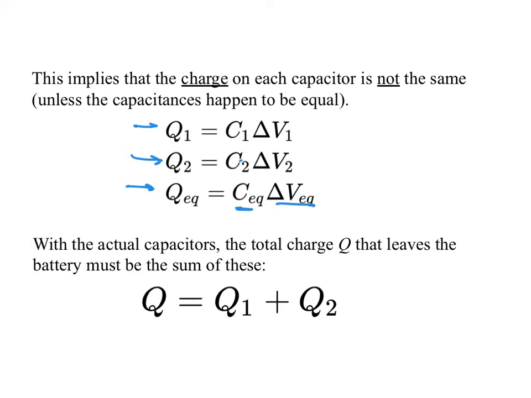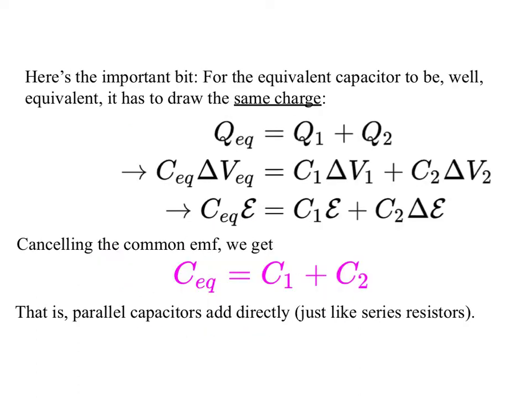Of course, with the actual capacitors, the total charge that leaves the battery has to be the sum of these, that Q is Q1 plus Q2. But for the equivalent capacitor to be equivalent, it has to draw the same charge. So Q equivalent is also the charge that leaves the battery, and therefore is Q1 plus Q2. And then we substitute in. The charge was C times delta V for each of them, but the delta V's are the same, they're all the EMF of the battery, so we can divide that out and get that the equivalent capacitance is the original capacitance 1 plus 2. That is, parallel capacitors add directly, the same way that series resistors added.